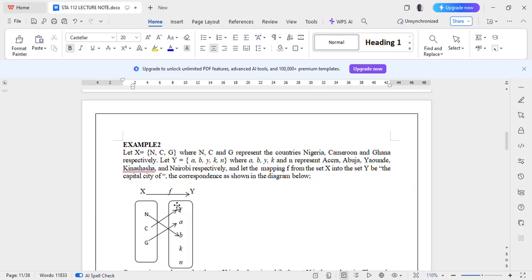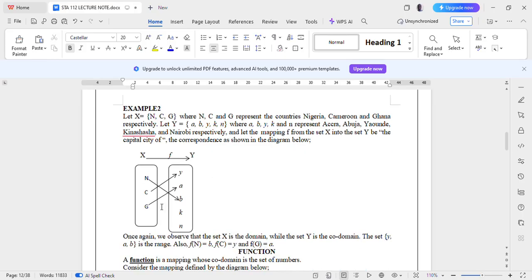Look at this real life example of mapping. Let X be NCG, where NCG represents countries like Nigeria, Cameroon and Ghana, and let Y be their capitals, ABYKN, where ABYKN represents Accra for Ghana, Abuja for Nigeria, Yaoundé for Cameroon, Kinshasa for the Congo DR, and Nairobi for Kenya. Now let the mapping F from the set X into the set Y be the capital city of the corresponding country.